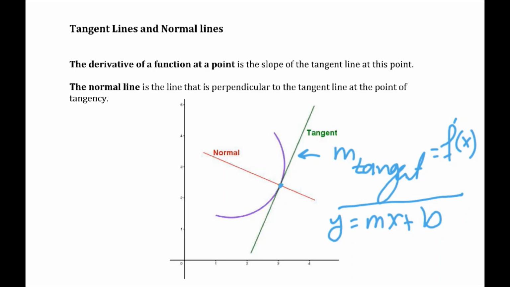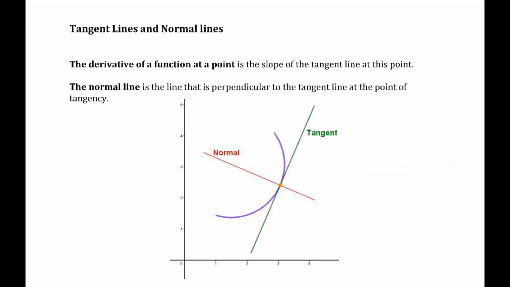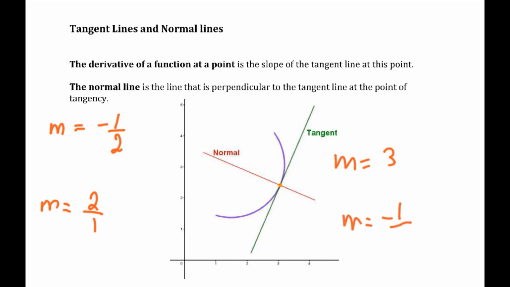Now, what is a normal line? Well, a normal line is the line perpendicular to the tangent line. Now, since the normal line is perpendicular, the slope will be the negative reciprocal of the slope of the tangent. Now, let's say the slope of the tangent is negative 1/2. Then the slope of the normal will be 2/1. For example, the slope of the tangent is 3. Then the slope of the normal will be negative 1/3, and so on. Okay?